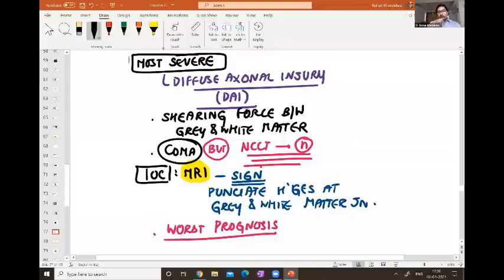So the classical words which you would want to read in the question would be that the patient is in coma, CT is normal, and GCS is not improving. Patient in coma, GCS not improving, CT is normal: telltale signs of diffuse axonal injury. The investigation of choice is MRI.